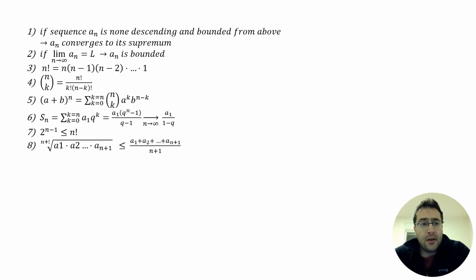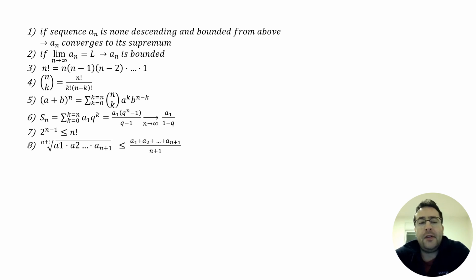Okay, the first theorem states that if a sequence is non-descending and bounded from above, then it converges to its supremum. I won't discuss what a supremum is here. The important part is that it converges, and what this theorem means is that if the conditions that are stated are met, then the sequence will look like the second figure from the previous slide. Alright, so the next theorem states that if a limit exists, then the sequence is bounded.